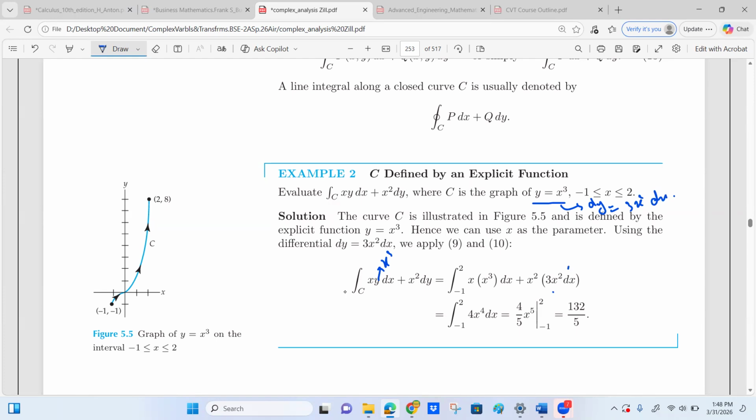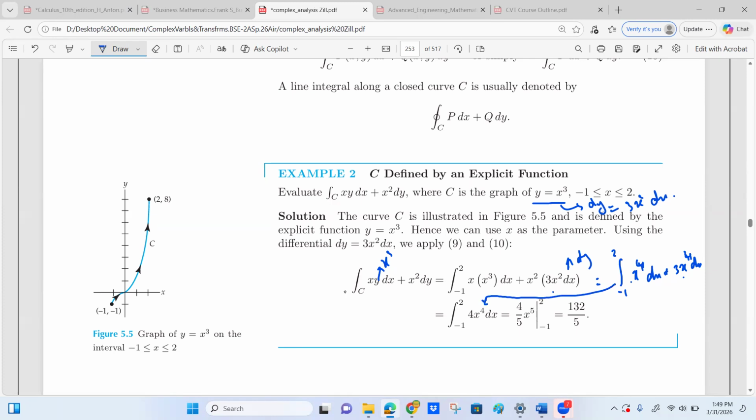Okay, so by putting the value of dy here, we get the integral from minus 1 to 2 of x raised to power 4 dx plus 3x raised to power 4 dx. 3x raised to power 4 plus x raised to power 4, so the coefficient is 1 and 3, giving a coefficient of 4. So afterward, we will find here 4x raised to power 4 dx.